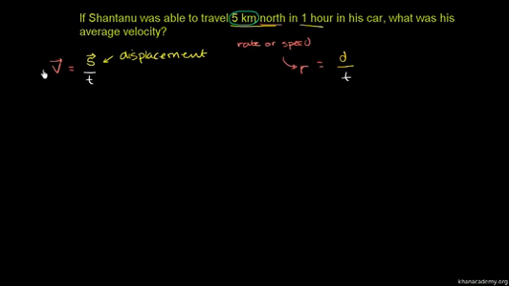These are essentially saying the same thing. This is when you care about direction, so you're dealing with vector quantities. This is where you're not so conscientious about direction, and so you use distance, which is scalar, and you use rate or speed, which is scalar. You use displacement, and you use velocity.